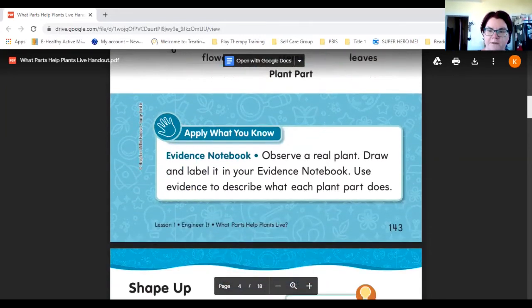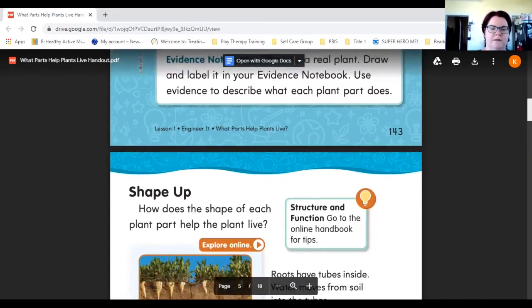And can you draw a picture of your plant? Observe a real plant. Remember, observe means to look and notice. Then draw it and label it. You can draw it and label the stem, the leaves, the flowers, the roots, and the fruit. Use evidence to describe what each plant part does. So can you remember what each part of the plant does when you draw your own plant? Very exciting.